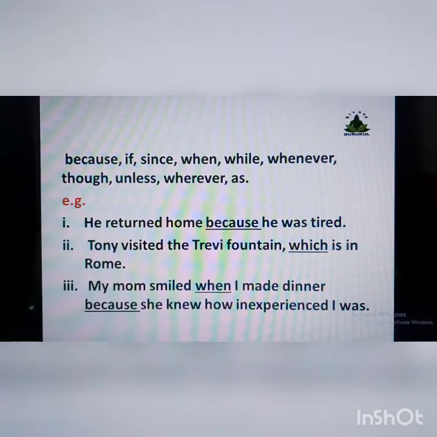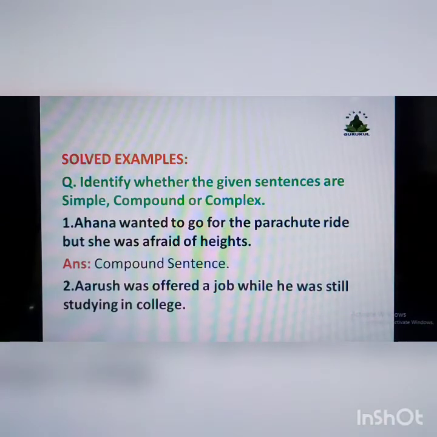And there are two subordinating conjunctions, when and because, which are joined to the main clause. My mom smiled when I made dinner because she knew how inexperienced I was is an example of a complex sentence. Now, next we will see the solved examples.